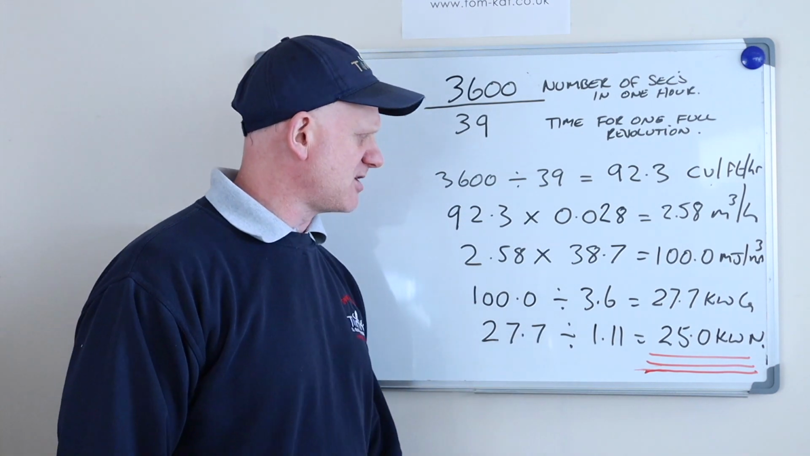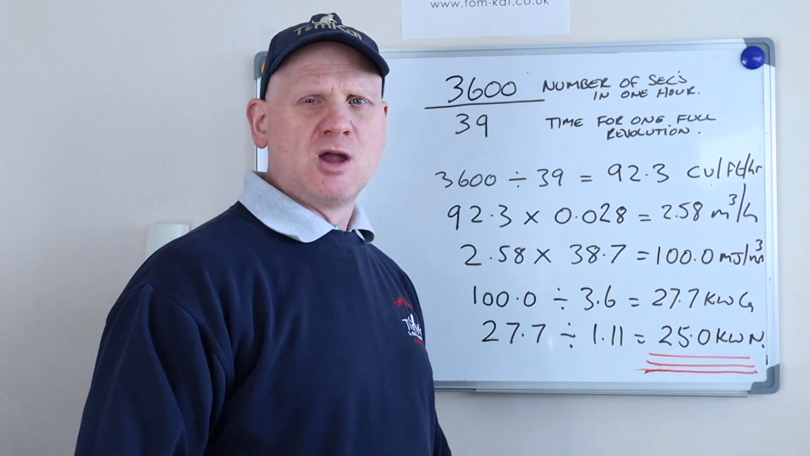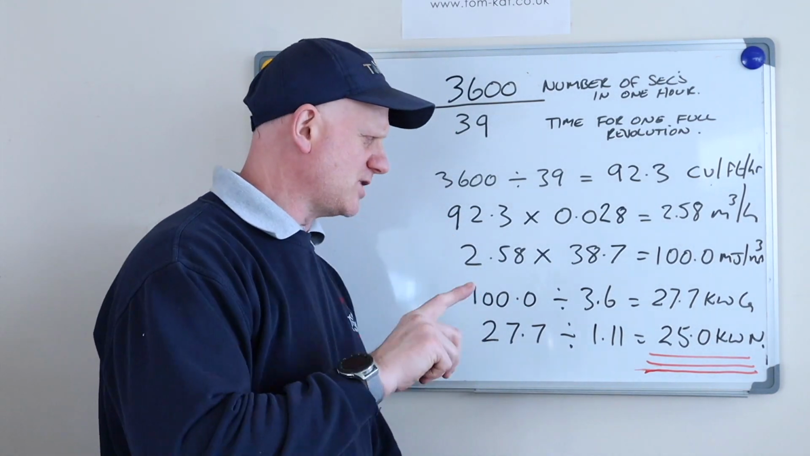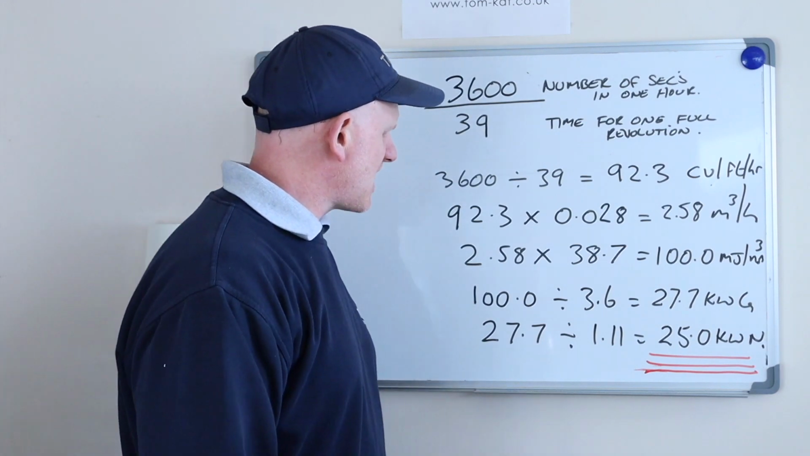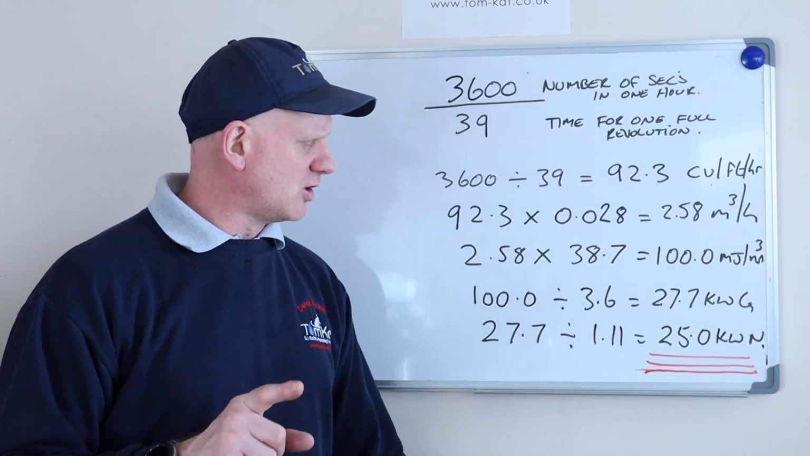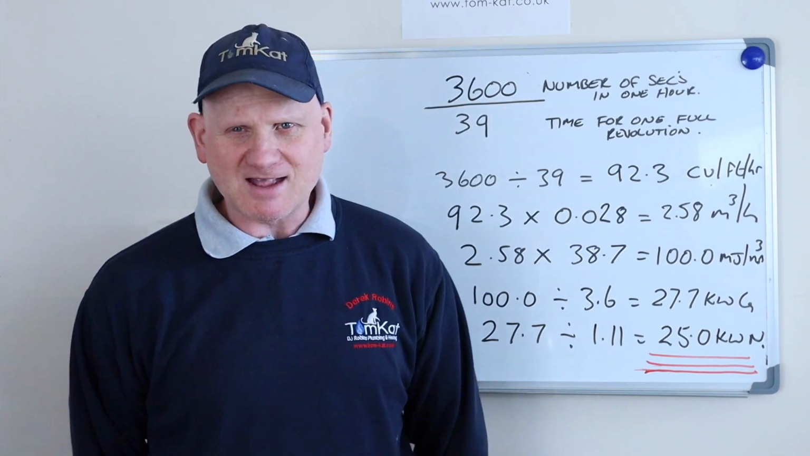100 divided by 3.6 is 27.7 kilowatts gross. And remember, from 2000 we need the net. So we do 27.7 divided by 1.11 gives us a grand total of 25 kilowatts net.